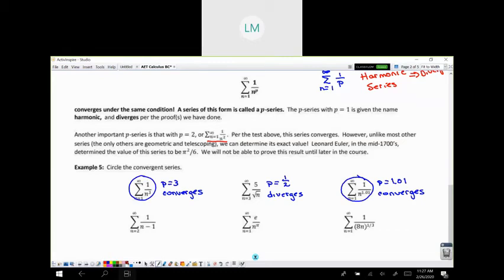Now, what do you think about this series? We're going to be able to state, and we'll talk about this later, that this behaves like 1 over n. I'm going to put the summation in. So this one, we're going to say p equals 1, so it diverges.